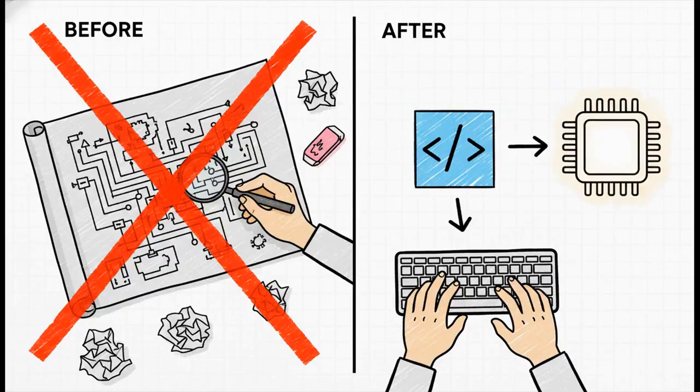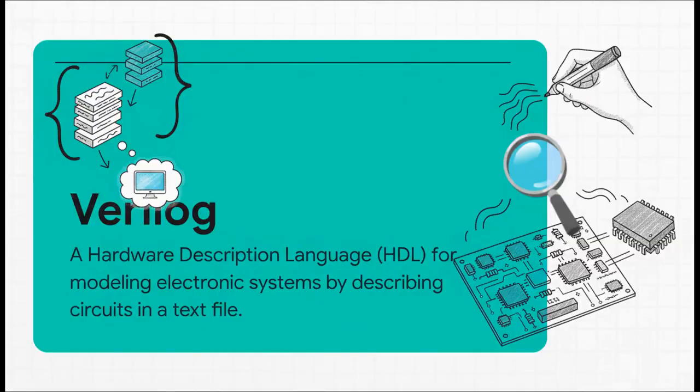So the solution was a total paradigm shift, a completely different way of thinking. Instead of trying to draw this impossibly complex blueprint by hand, engineers came up with a new method. They started describing the hardware, what it does, how it's built, using a special kind of language. And that language is called Verilog. It's what's known as a hardware description language, or HDL.